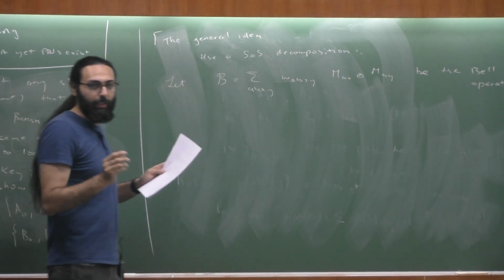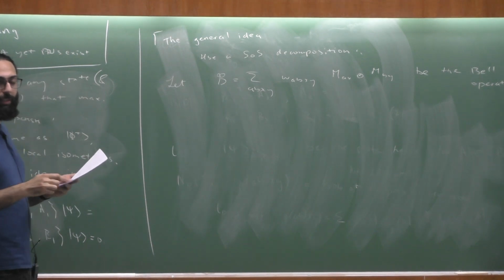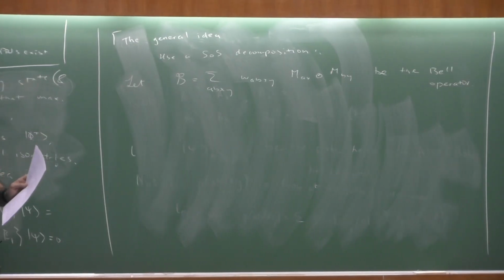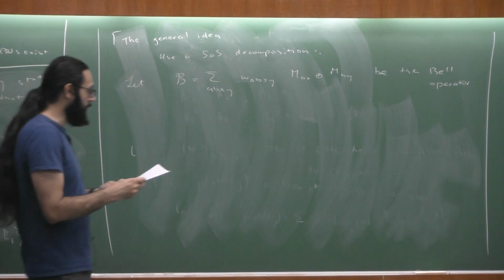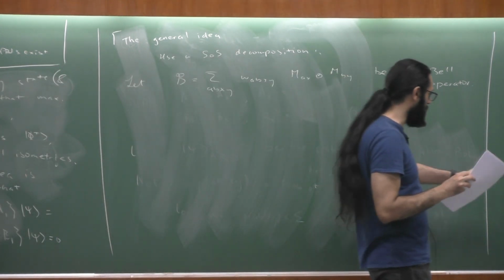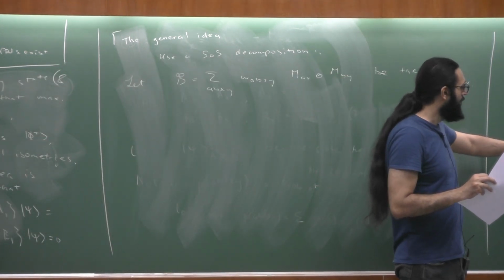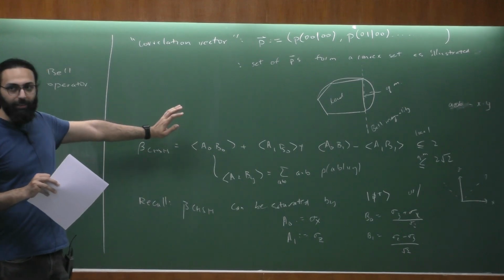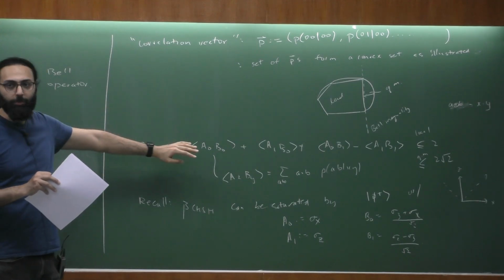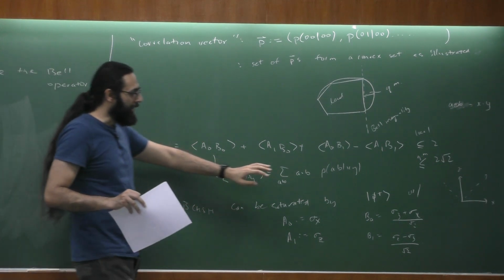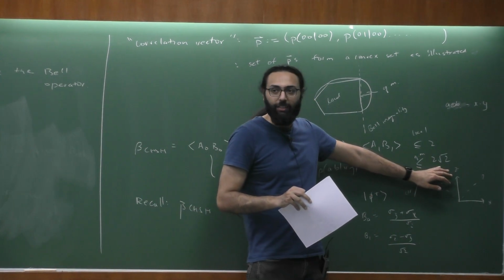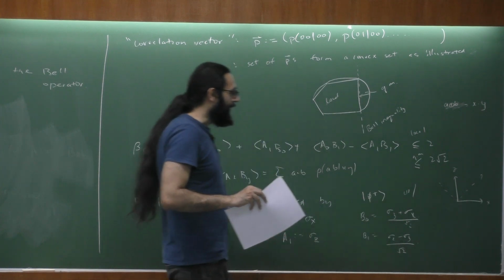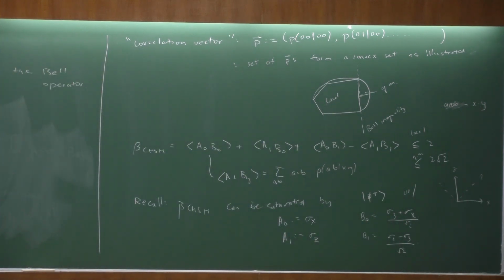So I can quickly tell you in one word what we're doing. We are doing self-testing. Do you know what that is? Okay, so the statement is very straightforward. It's difficult to prove, but the statement is the following. Suppose you have a Bell inequality, and you're able to violate it using some state and some measurement. Not only can you violate it, you also get the maximal violation. Then just from that fact, we want to deduce what state you were using to do the violation.